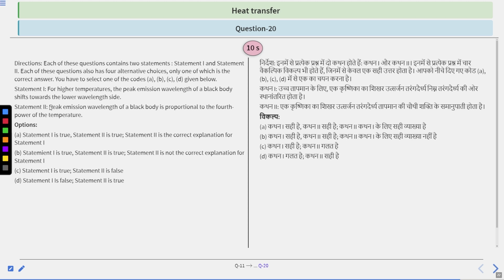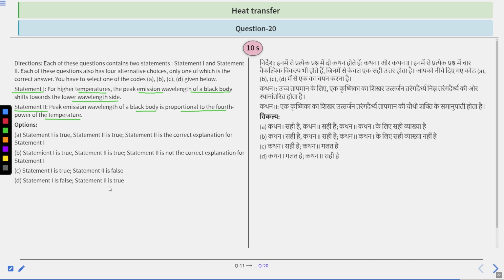Question 20. Statement first: for higher temperatures, the peak emission wavelength of a black body shifts towards the lower wavelength side. And statement second: the peak emission wavelength of a black body is proportional to the fourth power of the temperature. So which option is correct? Option A, statement first is true, statement second is true, statement second is the correct explanation for statement first. Option B, both true, statement second is not the correct explanation for statement first. Option C, statement first is true, statement second is false. And option D, statement first is false, statement second is true.